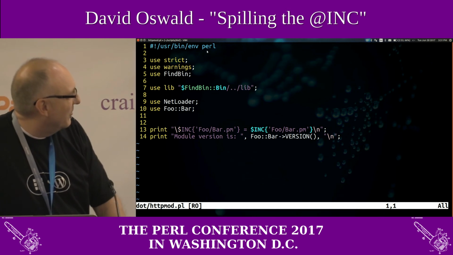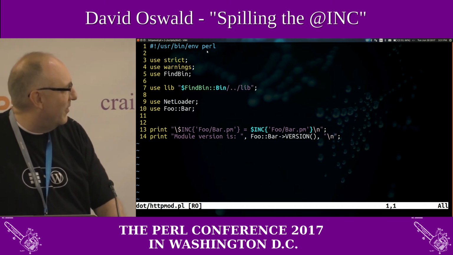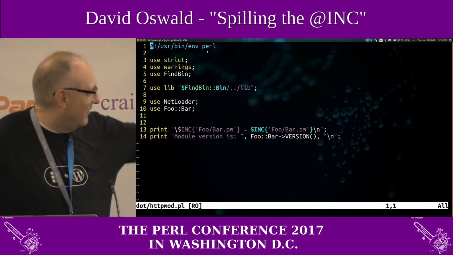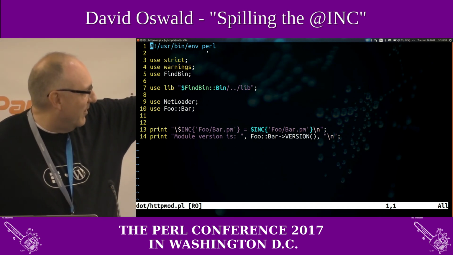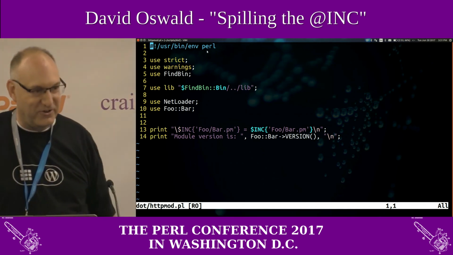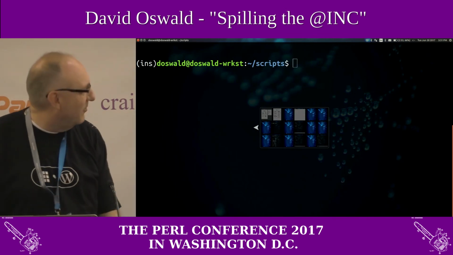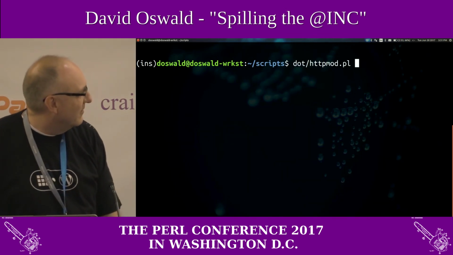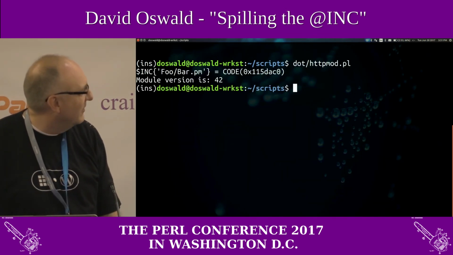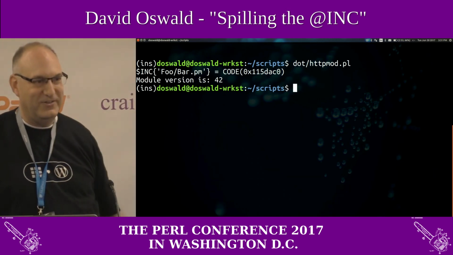Now we have a script that's using netloader, and then the very next thing that it uses is Foo::Bar, and it's going to tell us where we get Foo::Bar from, and then it's going to tell us the version of Foo::Bar. And so here we go. I'm going to run it, and if everything's still working, then we get module version is 42.